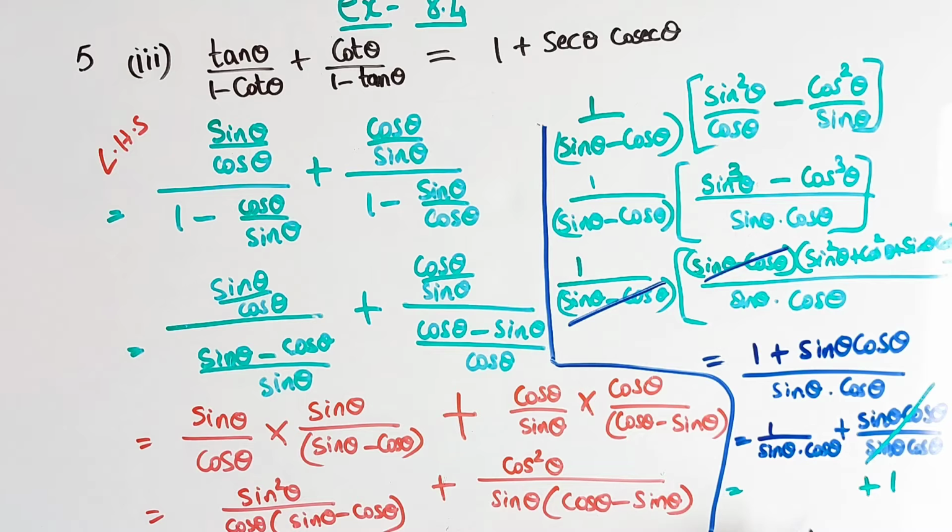What is 1 by sin theta into cos theta? That is cosecant theta into secant theta. Now check our RHS side: 1 plus secant theta into cosecant theta. That's what we have here, 1 plus secant theta into cosecant theta. So LHS equal to RHS, children.